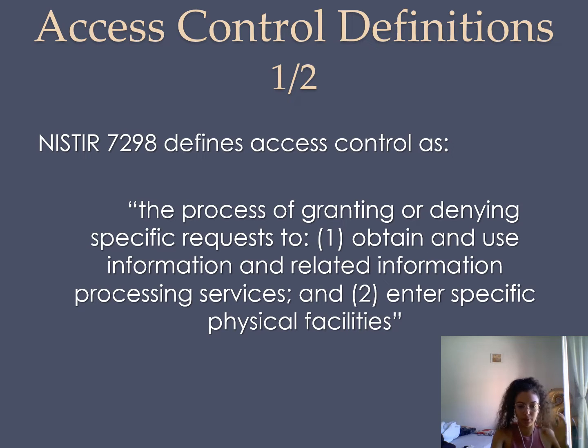So we'll begin talking about the two definitions that we have of access control. The first one, defined by the NISTIR, defines access control as the process of granting or denying specific requests to obtaining and using information and related information processing services, and entering specific physical facilities. So we see that we have one related to digital services, and one related to physical services.